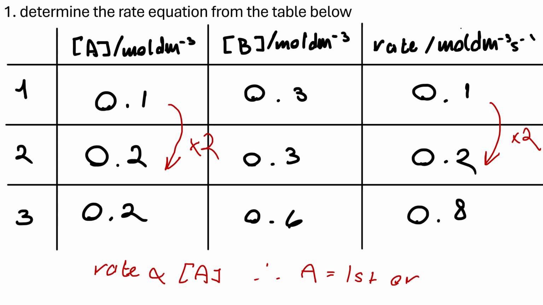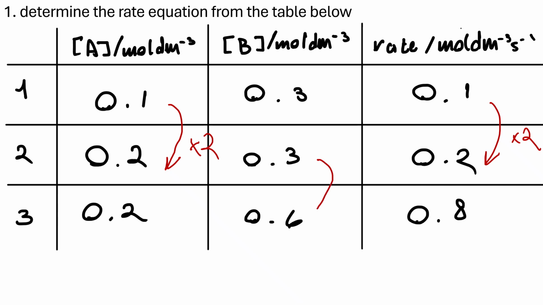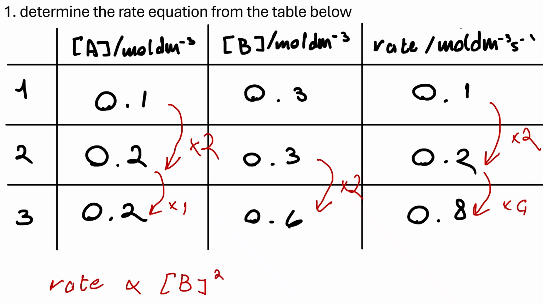We can do the exact same thing for B actually. We know that between experiments 1 and 2, concentration of B doubles, but this time the rate quadruples. We know this is a direct result of the concentration of B changing because the concentration of A has stayed the same. From this, we can conclude that the rate is proportional to concentration of B squared. Hence, B is second order.